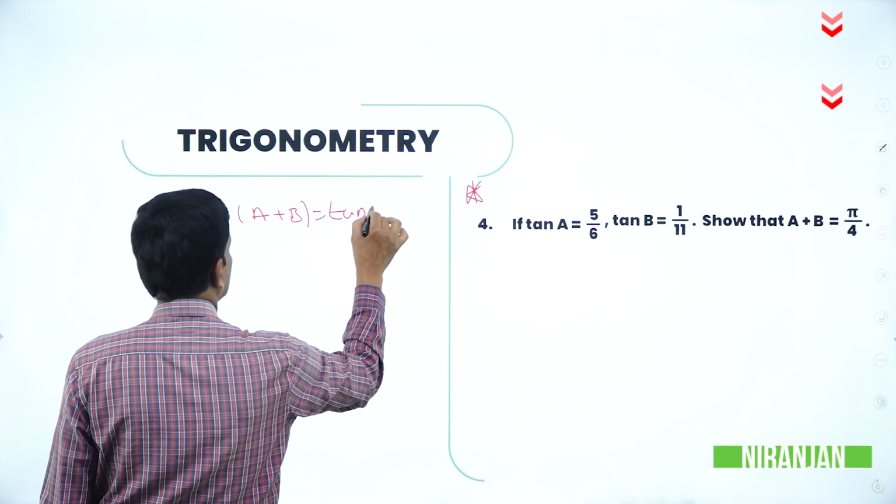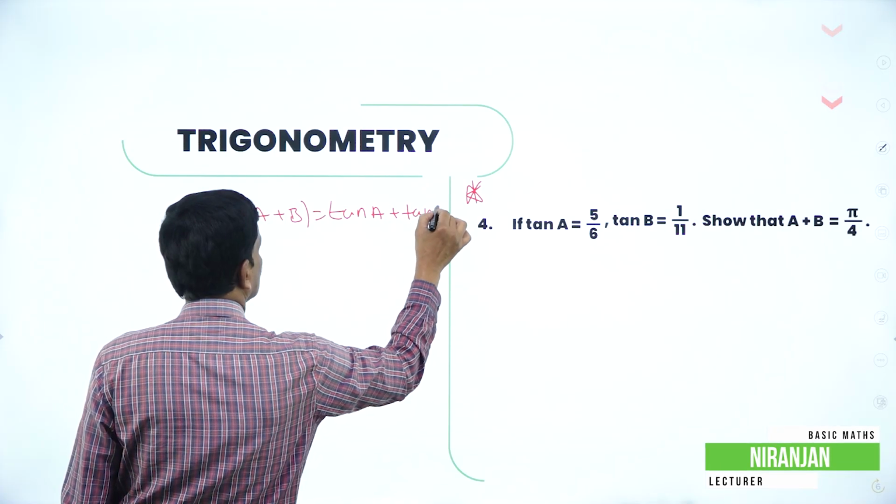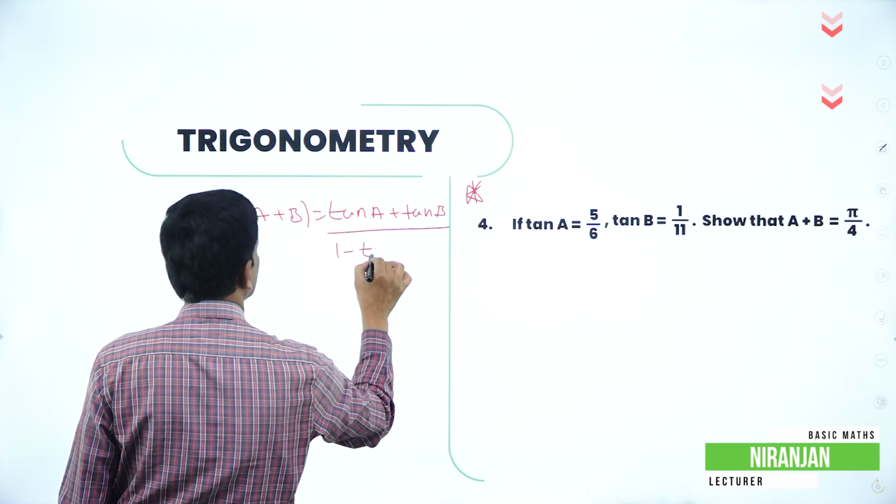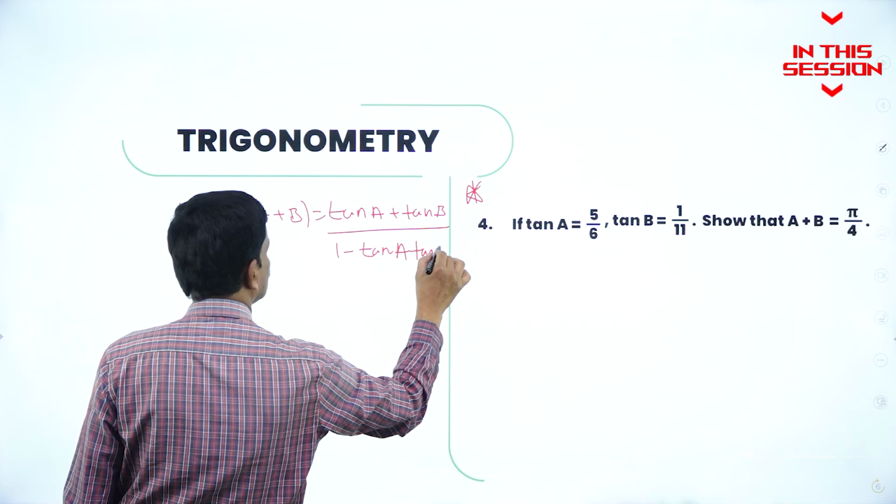What is the formula for tan(A plus B)? Tan A plus tan B divided by 1 minus tan A into tan B.